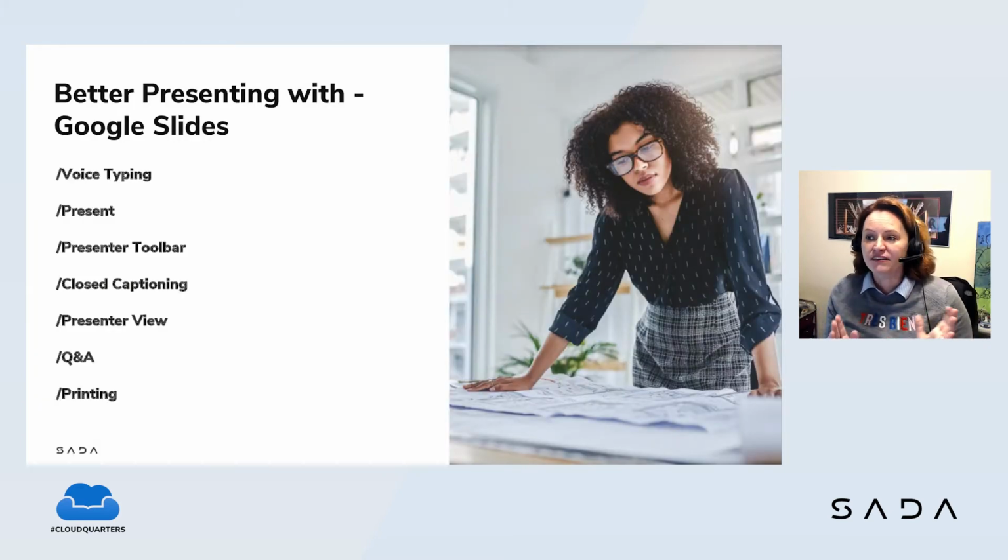I want to talk a little bit about some of the features that are available in Google Slides. So one of the biggest ones is the voice typing, which we'll talk about. We're going to talk about different ways to present. So this is present mode that you see right now, where it fills the entire screen. And then we're going to talk about the presenter toolbar, which is brand new. It just came out this week. And we're going to talk about closed captioning and the presenter view. The presenter view allows you to also do a Q&A with your subjects who are watching your presentation, and then how to print and different ways to do that.